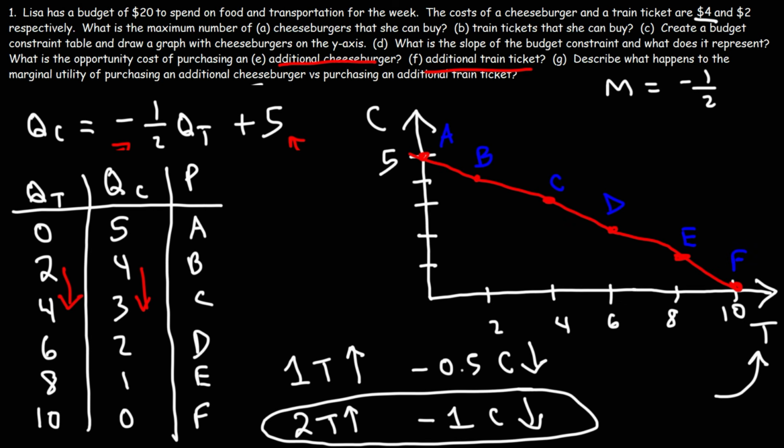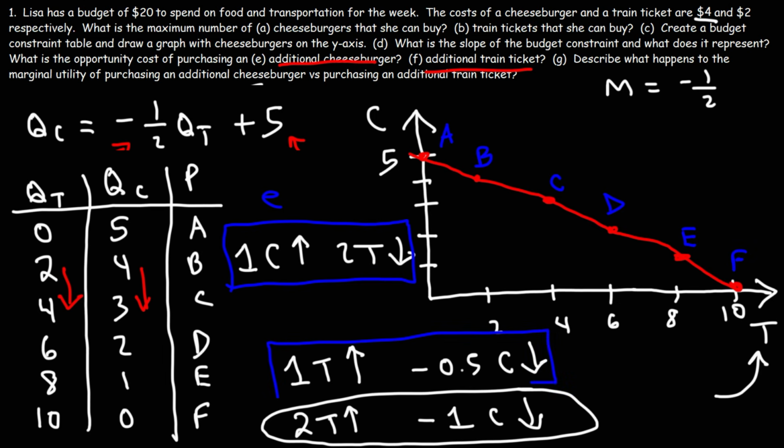If the opportunity cost of purchasing 2 train tickets is giving up 1 cheeseburger, then the reverse is true. The opportunity cost of acquiring 1 cheeseburger is giving up 2 train tickets. So this here is the answer to part E, and this part here is the answer to part F. So let's review so you're not confused on these 2 questions.